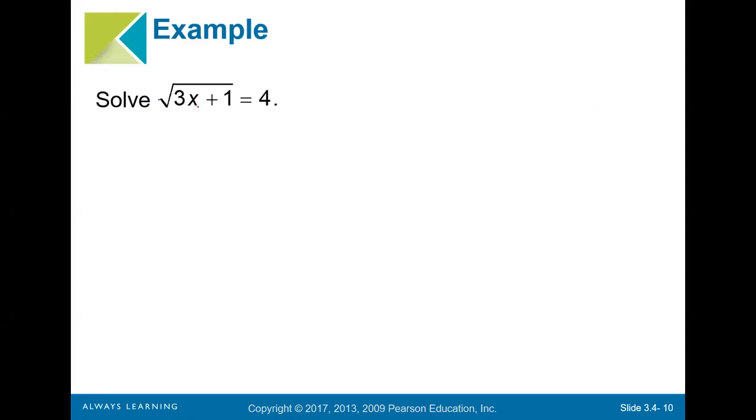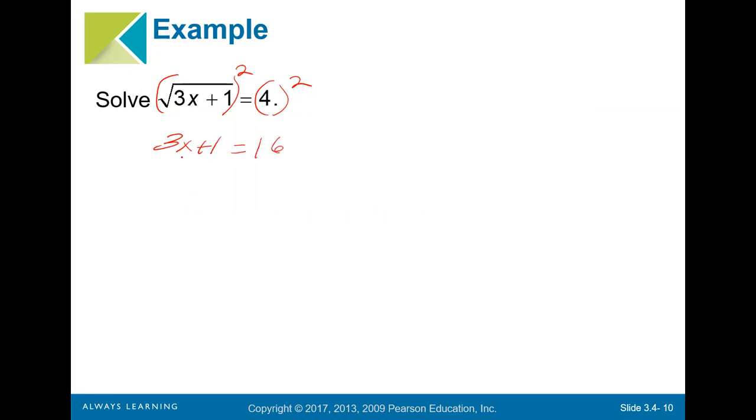All right, in this one here, the radical is already isolated, so we're doing good. What I need to do is undo this radical, because I want to pull the radicand out. Since it's a square root, I can raise it to the power of 2. What I do to one side of the equal sign, I must do to the other. So the root and the power reduce and leave me with the radicand. And now I got 4 squared.